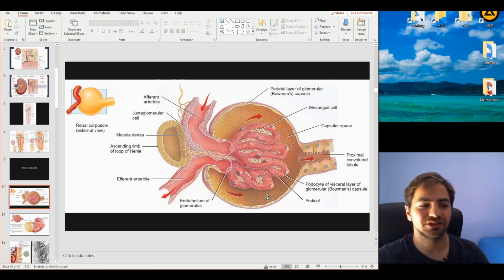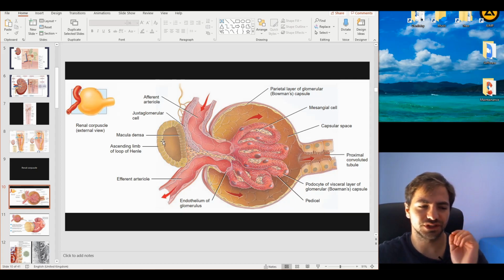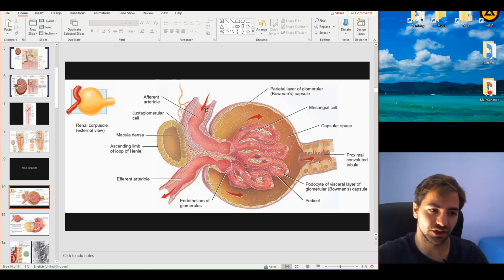Now we're going to find different types of cells within this renal corpuscle. First off, we're going to find the juxtaglomerular cells. Now these are smooth muscle cells. They have very unique functions, which will be discussed along with the macula densa. So just for a second, forget this part, and let's move on to the next central part of the glomerulus.